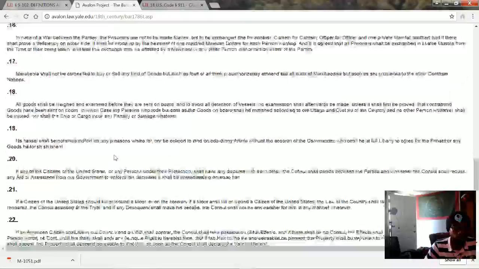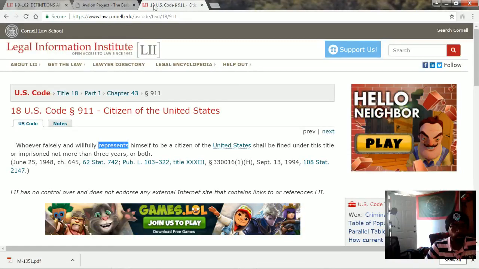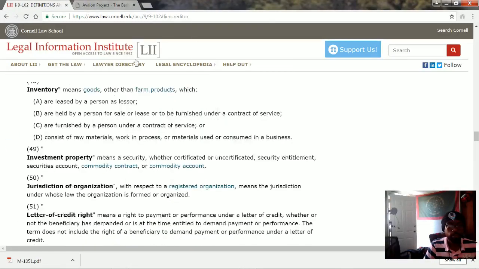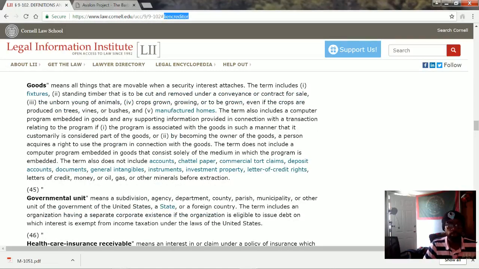Now, what's the next thing? Let's go. Citizens of the United States. Boom. So you already know where that is at, right? You good on that? We know what it takes to be a U.S. citizen. You take an oath of allegiance, right?